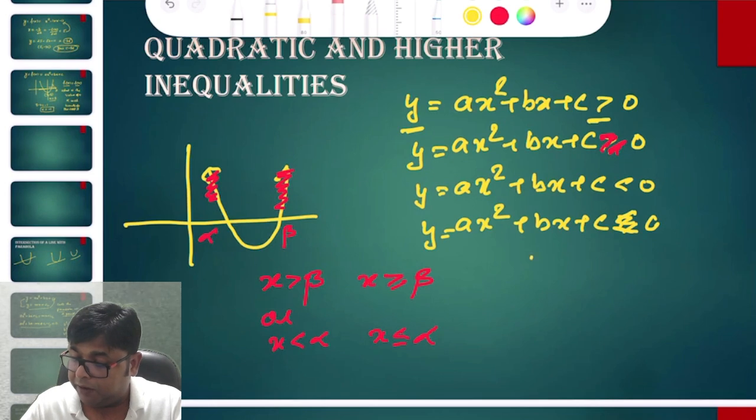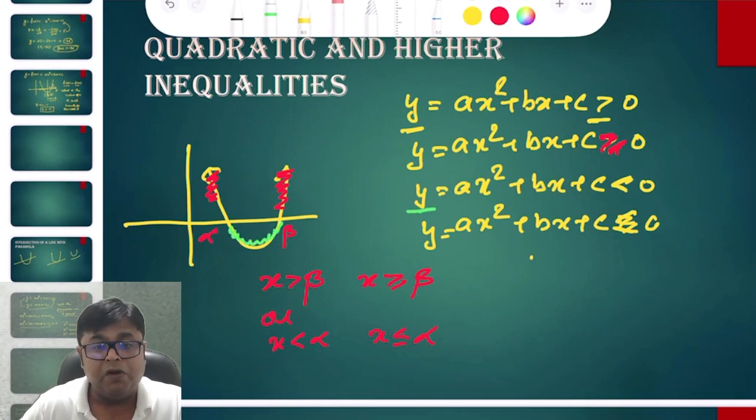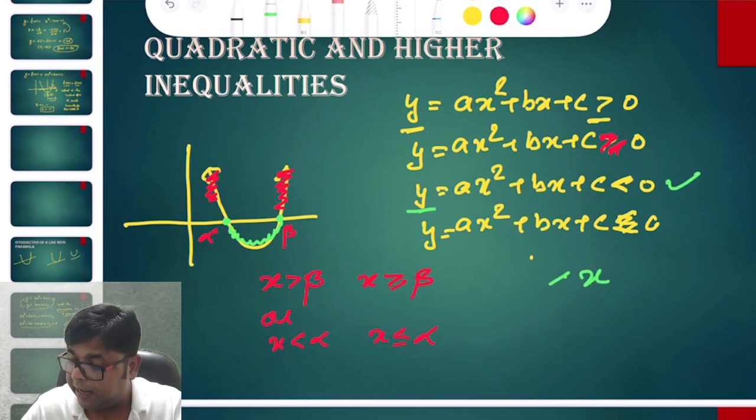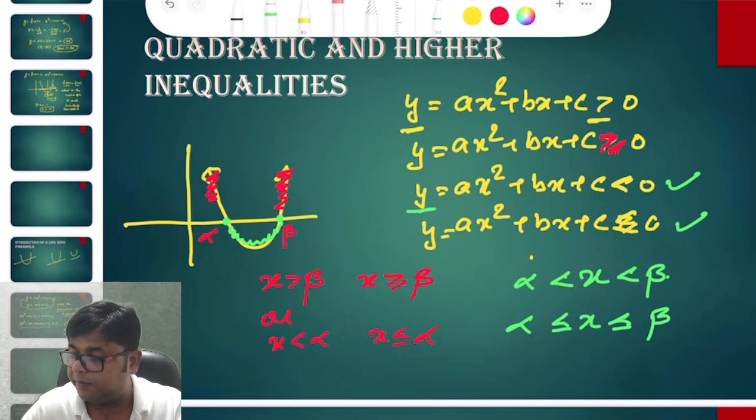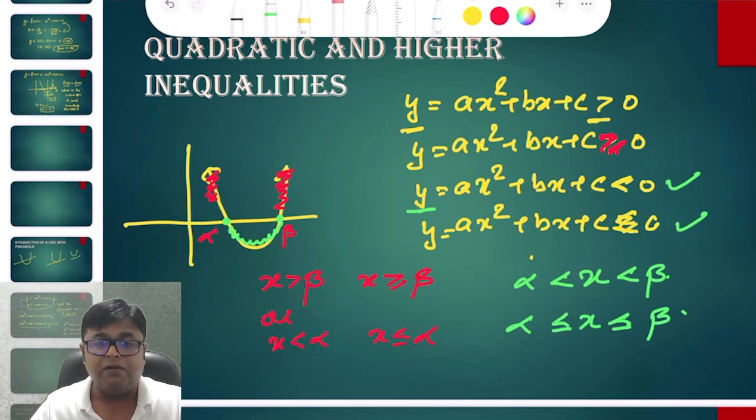And if we have less than 0, we can very well see it is y less than 0. So y is less than 0 below the x-axis. So below the x-axis, I have my solution of x, which is from alpha to beta, or between alpha and beta. So if this is the case, I'll say x greater than alpha and less than beta. And if this is the case, I'll say inclusive from alpha to beta. So this is how we solve a quadratic inequality, which is very important for you to understand through the curve.